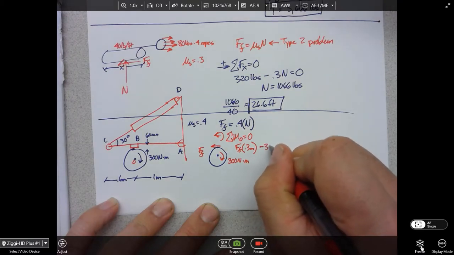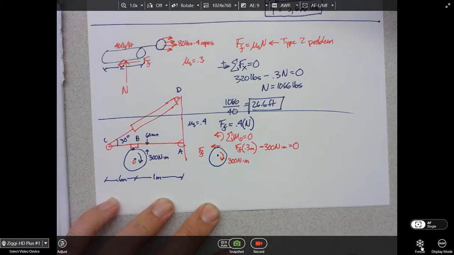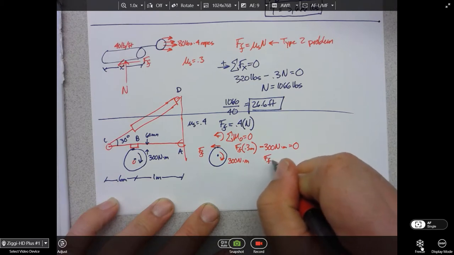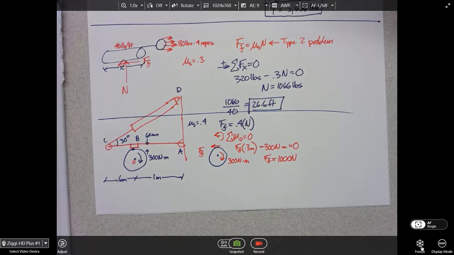Minus 300 newton meters equals 0. So I'm thinking the force of friction has to be 1,000 newtons. What do you guys think? When you said diameter, but the radius is 0.3 meters. Yeah, I'm sorry. The radius is 0.3 meters.